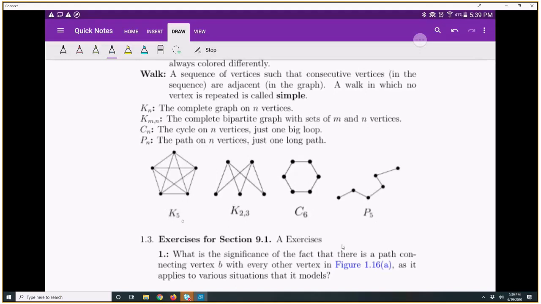The complete graph on 5 vertices should look roughly this way. The complete bipartite graph on 2 and 3 vertices would look like this. A cycle on 6 vertices like this, and a path on 5 vertices here on the right. So these are not the only way we could draw these. We know that with graphs, the placement of the vertices is not important, but this would be the most standard way for each of these examples.